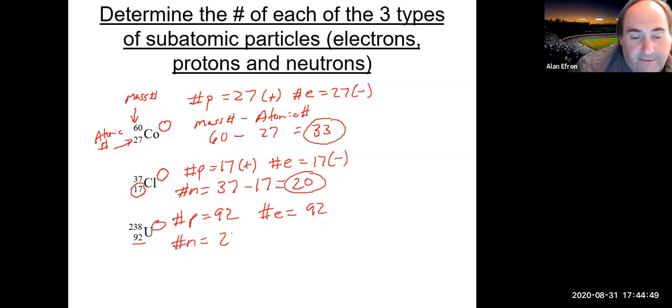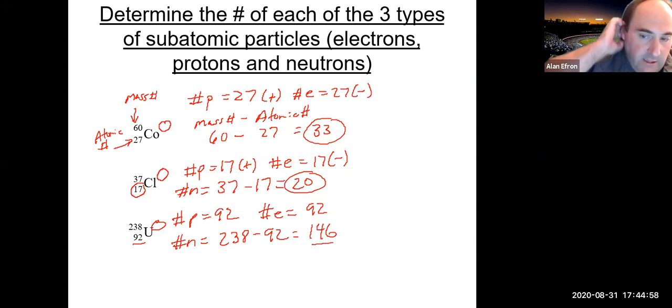So that is 238, which is our mass number, minus 92, 146-ish there, we'll go with, in terms of the number of neutrons. Any questions on any of those there?